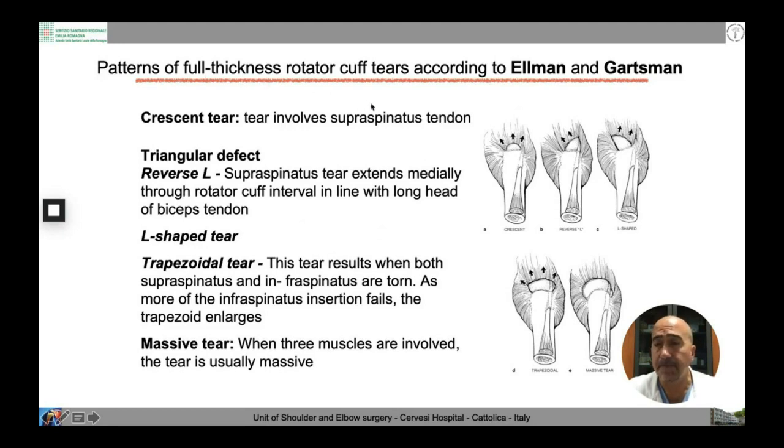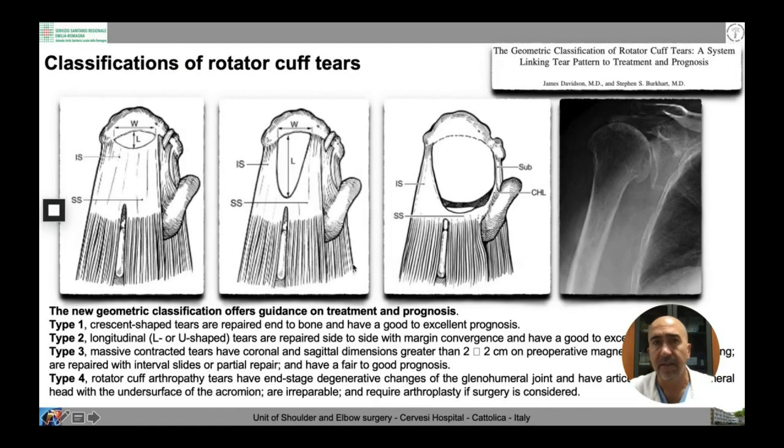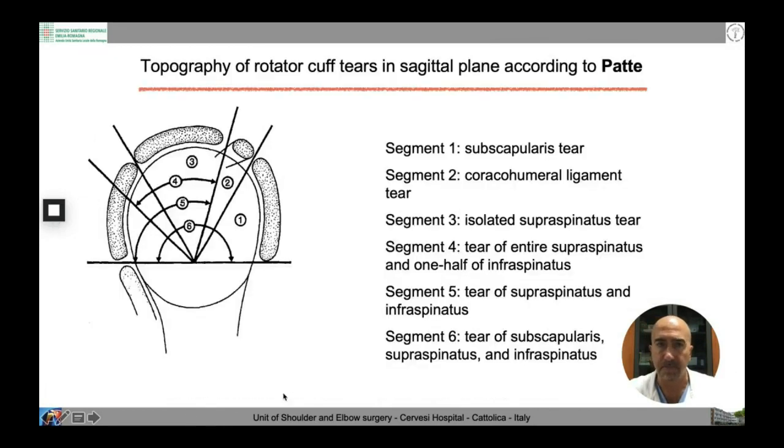Another classification is based on the shape of the tear. In this case, we can have a crescent tear, a triangular defect, an L-shaped defect, or a massive tear. Another classification was made by Burkhart, which is associated with the kind of repair that you can do in this case.